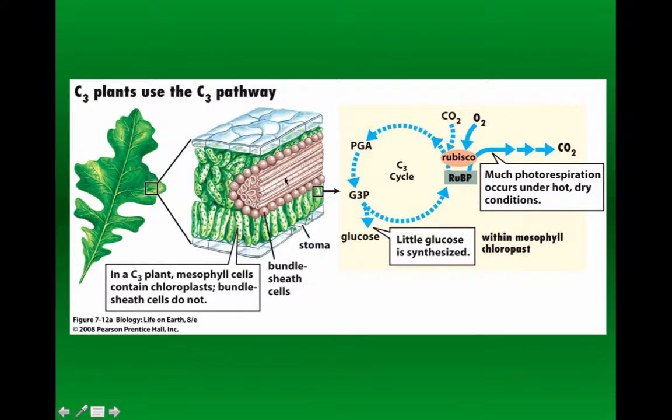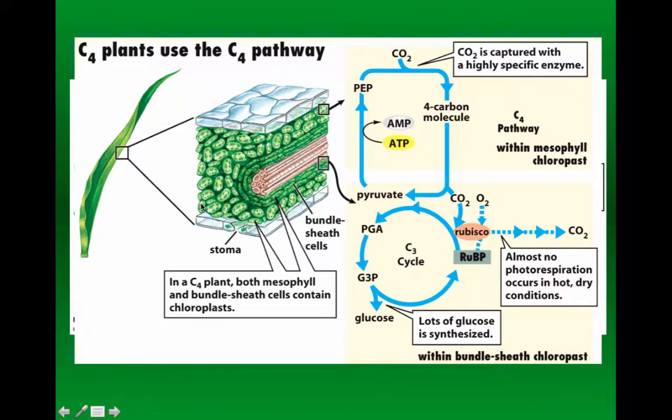This plant does have a vein. This plant does have bundle sheath cells, but they are not at all involved in photosynthesis. All right, C3 plants, all the photosynthesis stuff happens out here in the green cells. All right, so that's a C3 plant. If we look at a C4 plant, they are very different. And again, I want to ignore all this stuff over here and I want to focus on the picture.